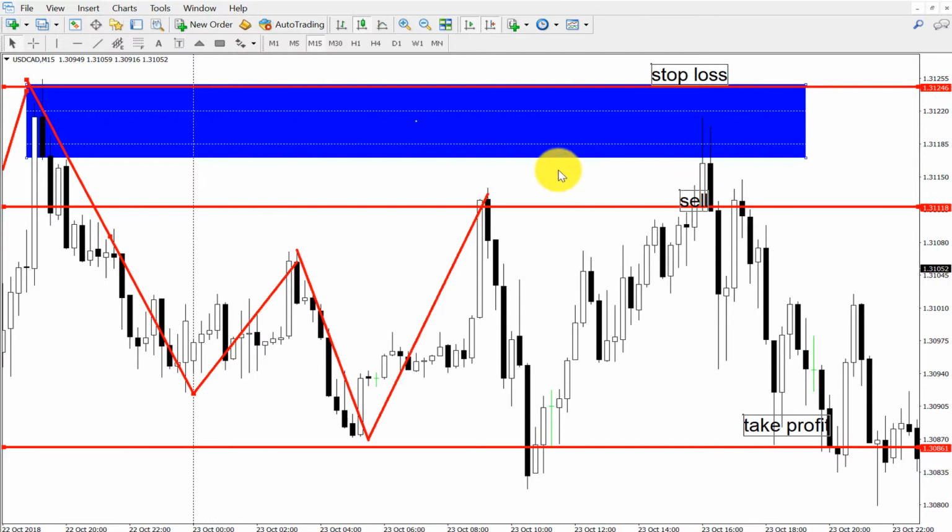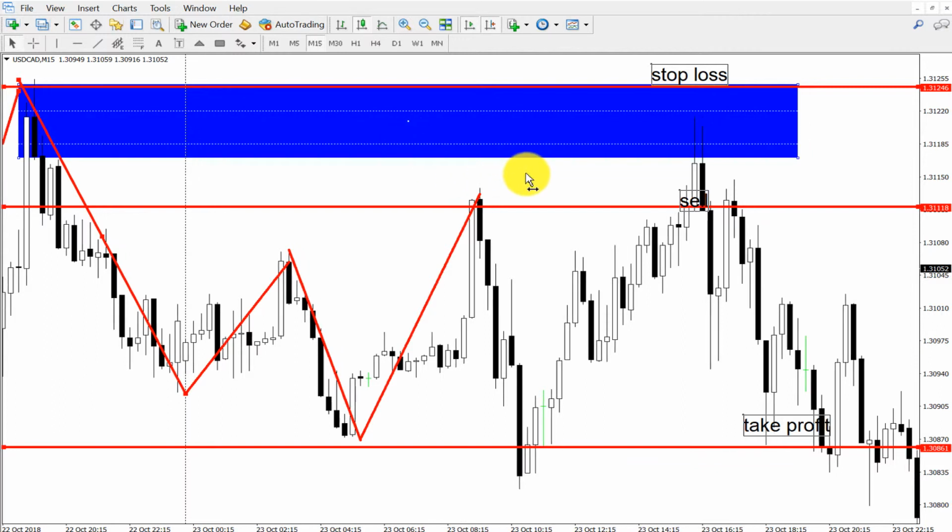Although some traders prefer to trade on the 5-minute chart, some prefer the 30-minute chart, and sometimes some traders prefer the 1-hour chart. But if we trade on the 15-minute chart, we can trade properly, because this is the best time frame for day trading.